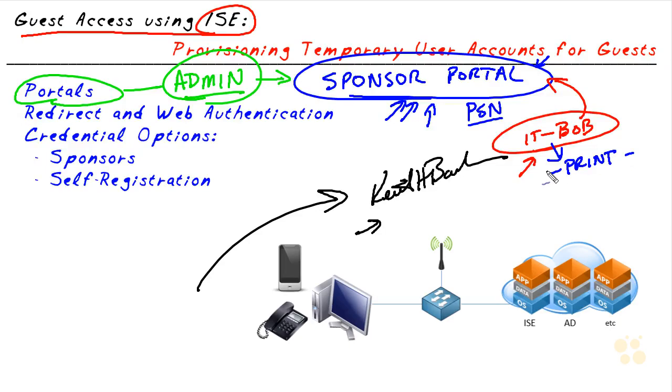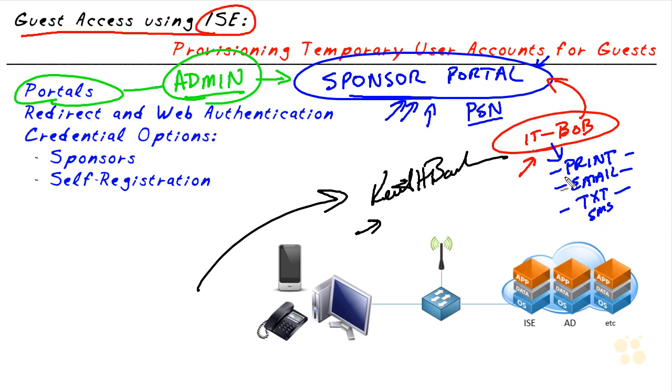Because if I don't have network access at all, it's going to be really hard to check email. However, email is another option. So Bob could go ahead and email the credential information to my email account, presuming that I had access to get to my email. And another option is we could use texting or SMS to communicate that information to the guest who needs that temporary access.